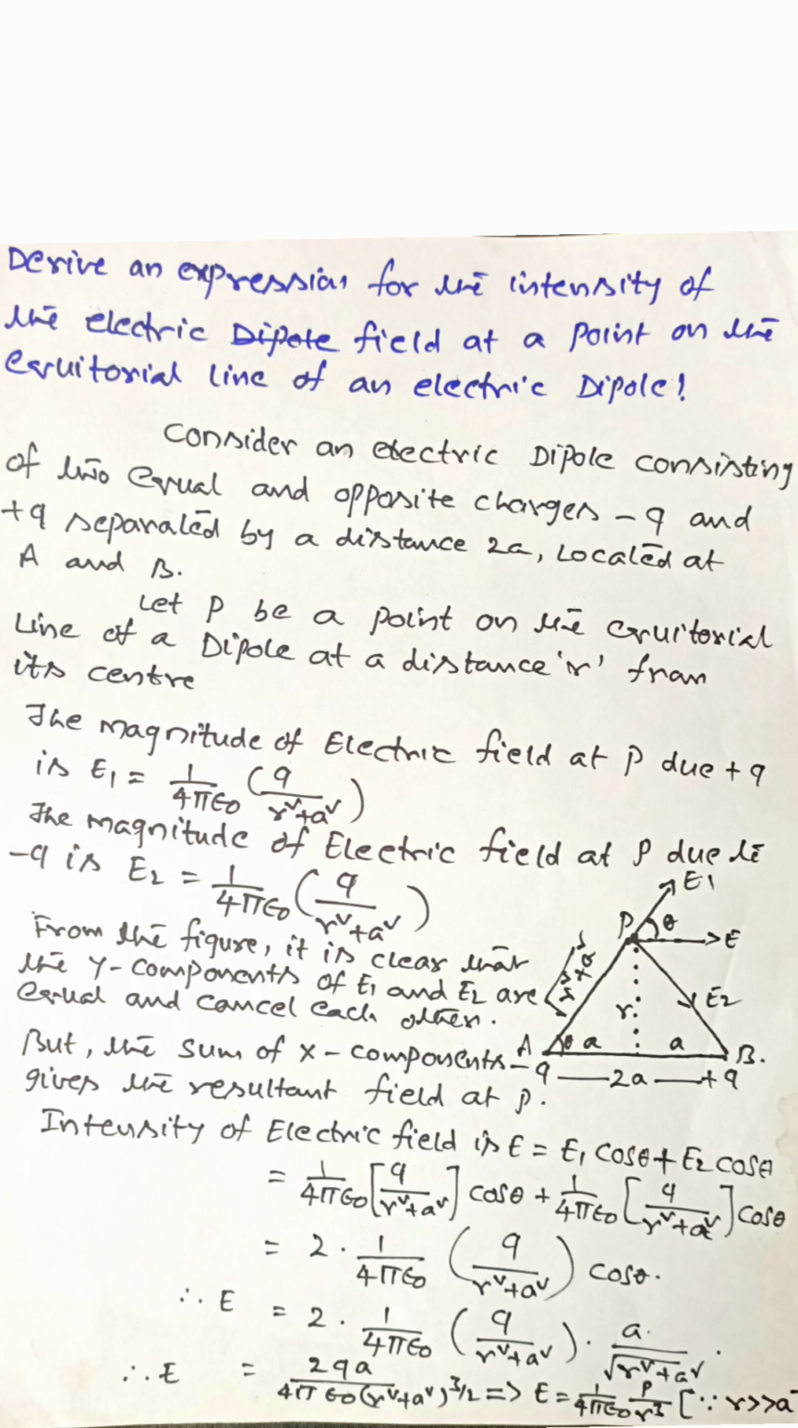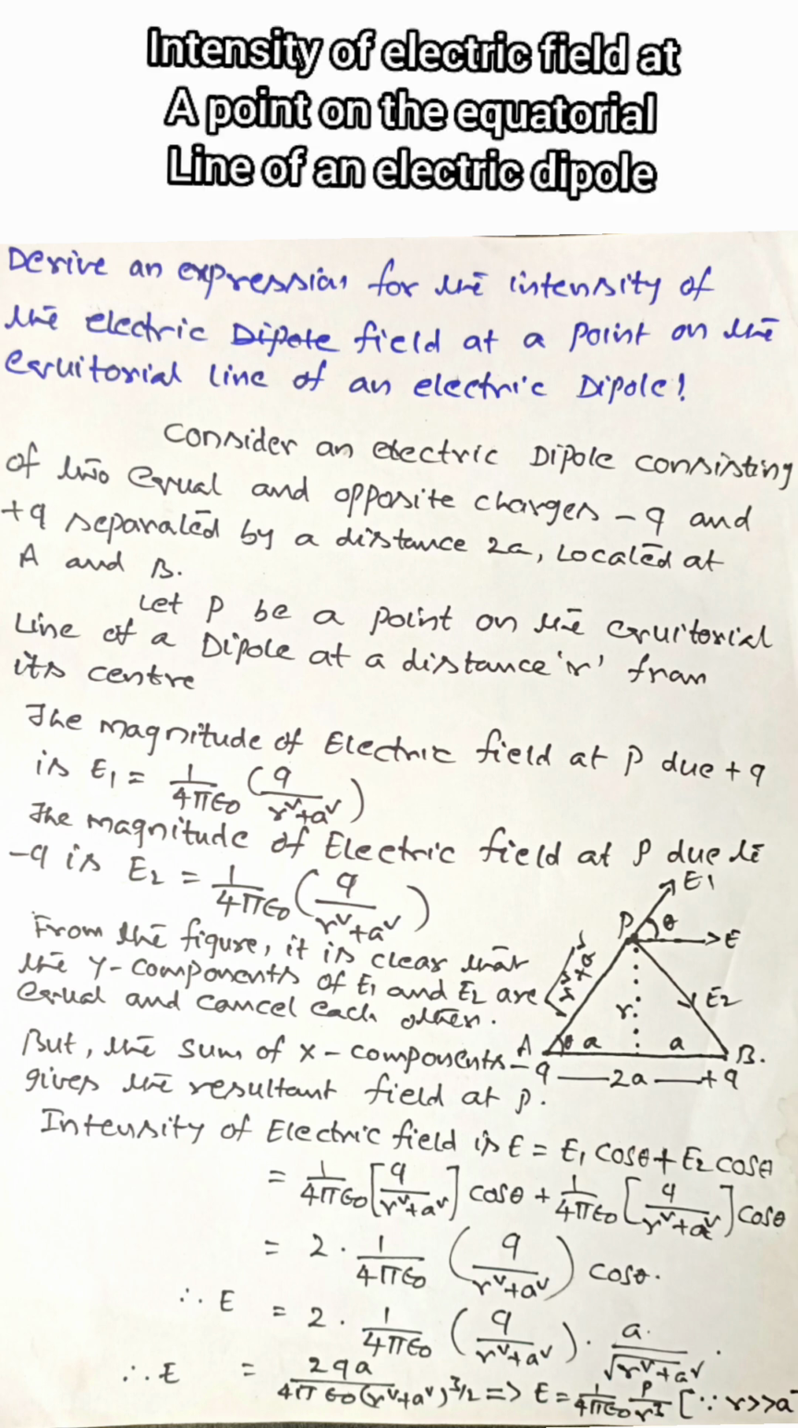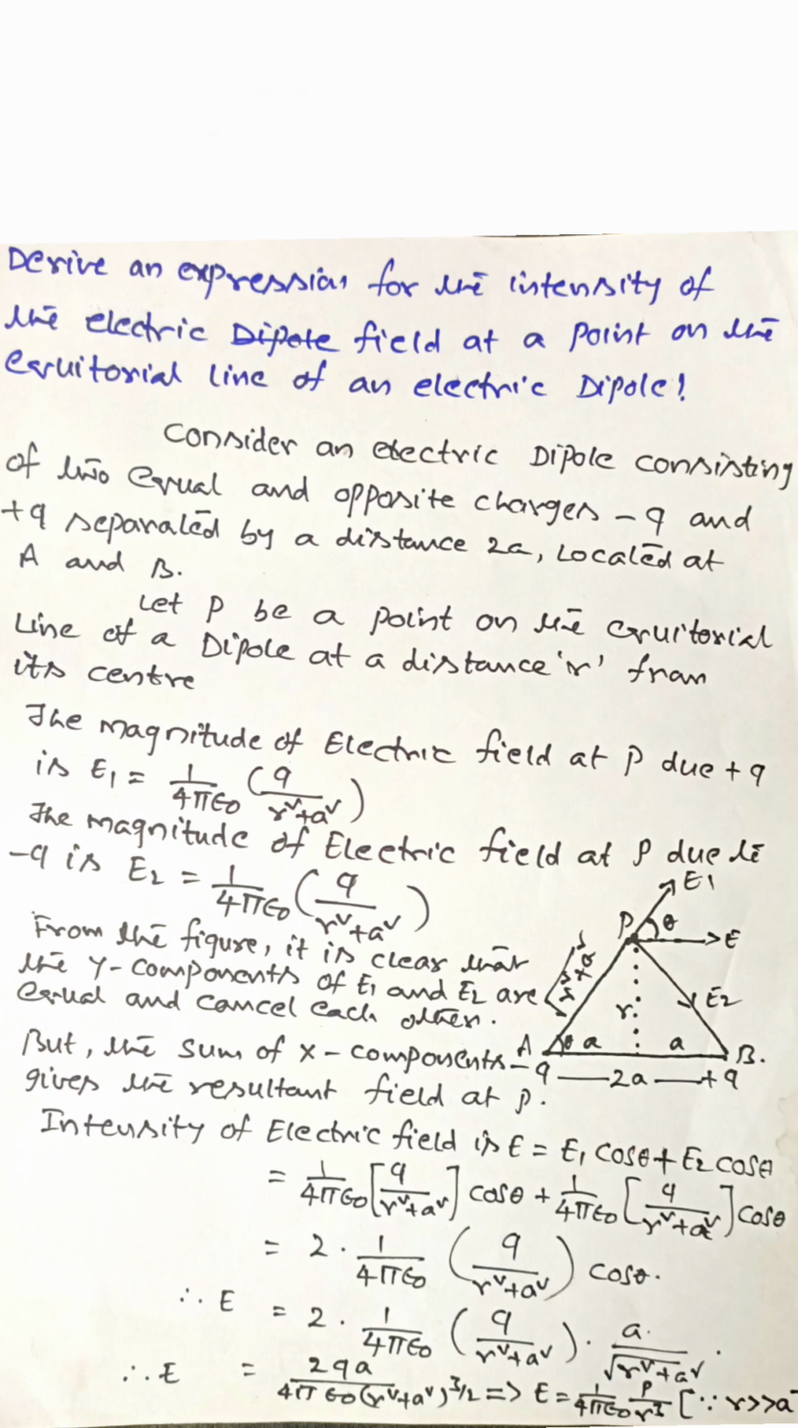Now we are going to derive an expression for the intensity of electric field at a point on the equatorial line of an electric dipole. The line that is passing through the center and perpendicular to the dipole axis is called the equatorial line. Suppose there are two charges, minus q and plus q, separated by a distance 2a. Minus q and plus q are respectively located at A and B. Let P be a point on the equatorial line of the dipole at a distance r from its center.